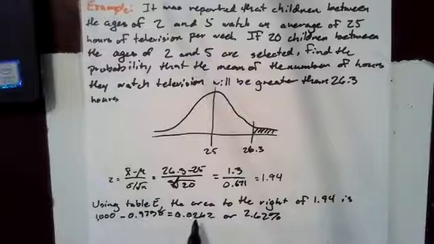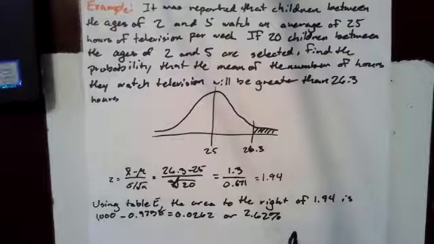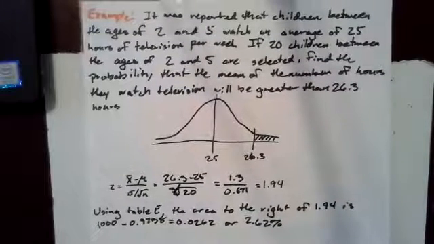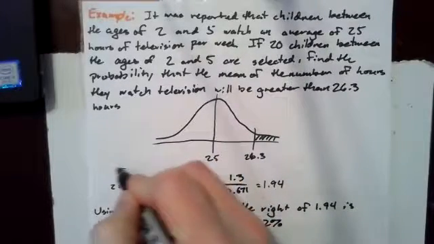Using table E, the area to the right of 1.94 is 1 minus 0.9258, which is about 0.0262 or 2.62%. The chances that the mean will be greater than 26.3 hours are 2.62%. And this is really doing exactly what we did in the last section. It's just that now we have to use this other formula for z.